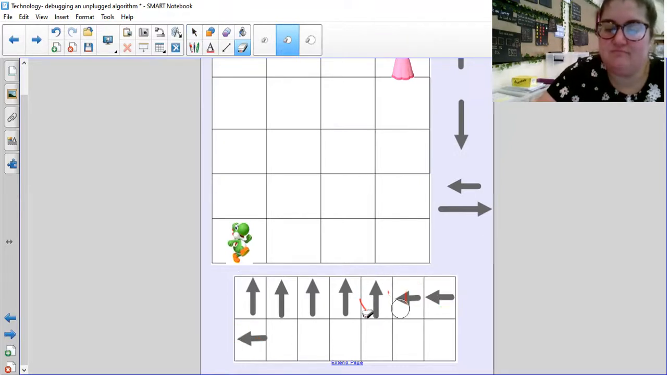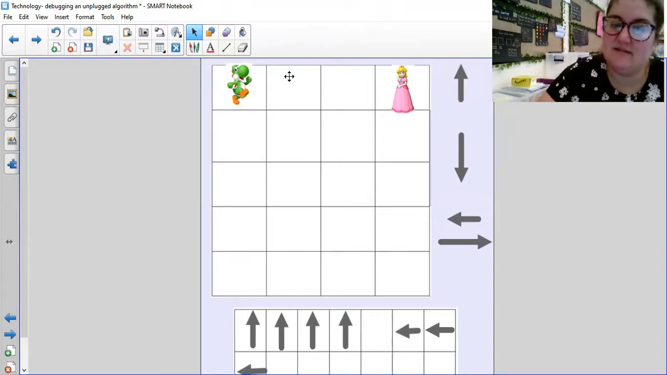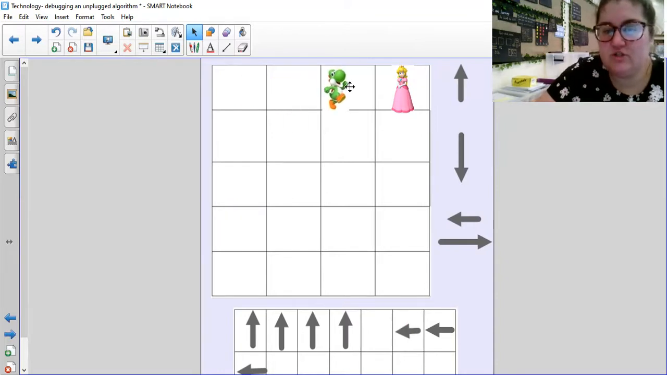I can fix it. So let's see. I'm going to move Yoshi up 1, 2, 3, 4 times. So I don't need this part of the algorithm because it is incorrect. And I'm keeping my end goal in sight, which is to get to Princess Peach. Okay, and to do that, I would need to move right, not left, 1, 2, 3 times.